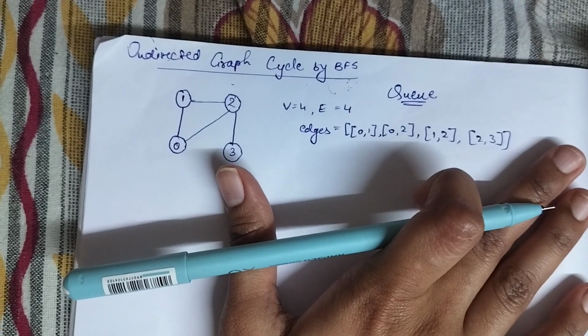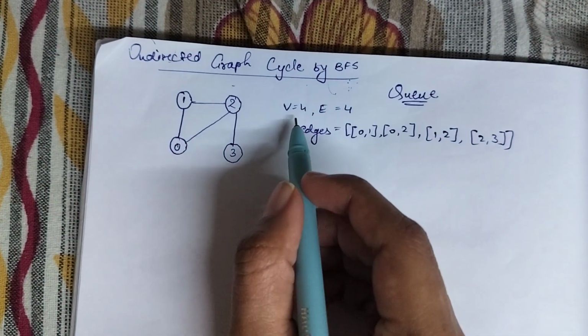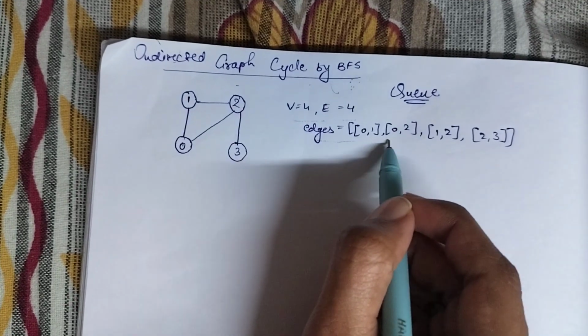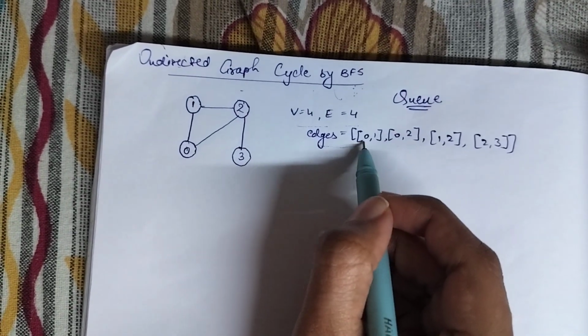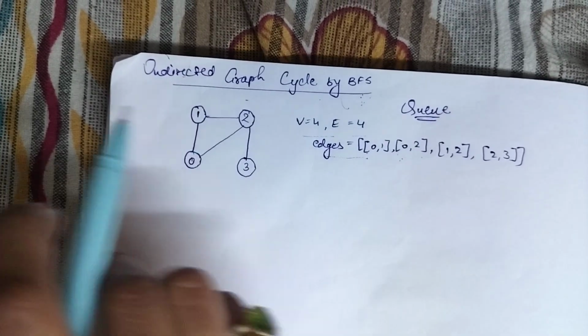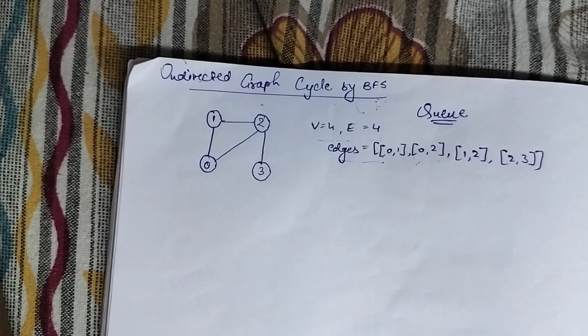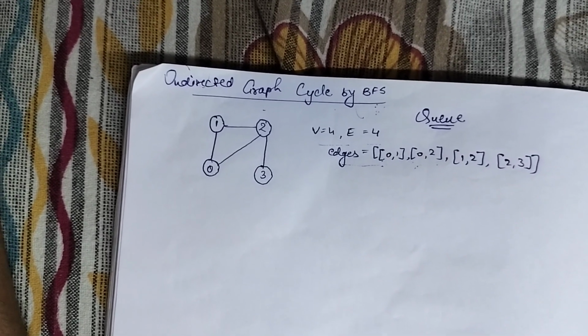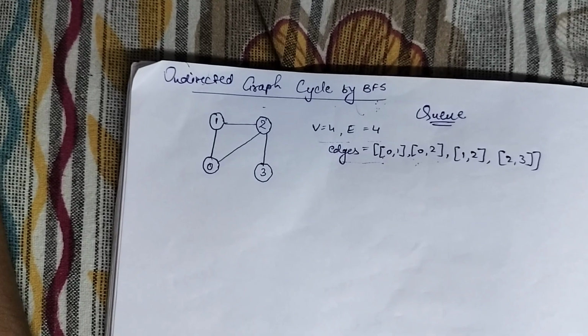Now it is given that my vertices are 4, edges are 4, and these are the edges. That is telling 0 is connected to 1 and vice versa, 0 is connected to 2 and vice versa, and so on. Now what I will be doing, first of all, I will be creating an adjacency list. For it, I will be creating a 2D adjacency list.